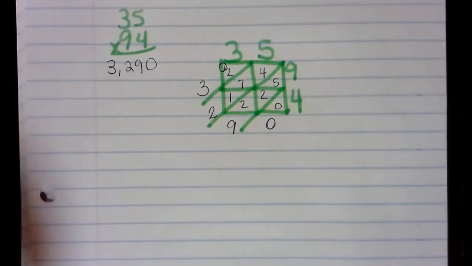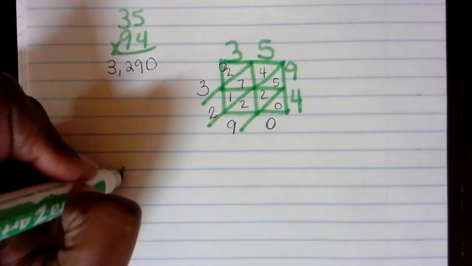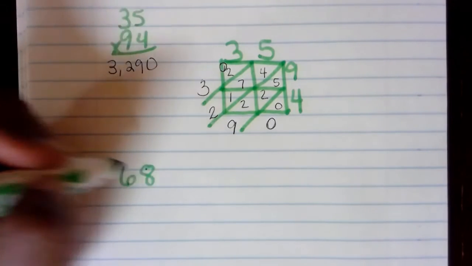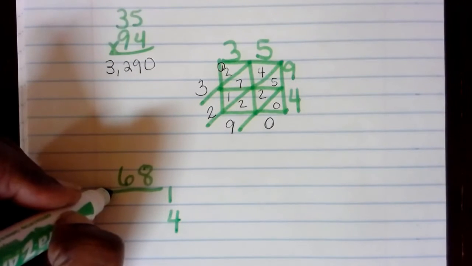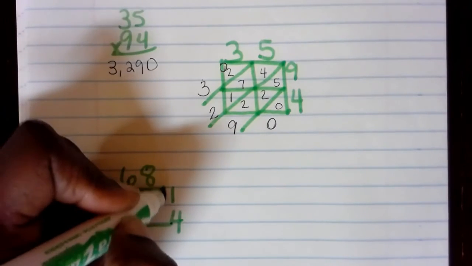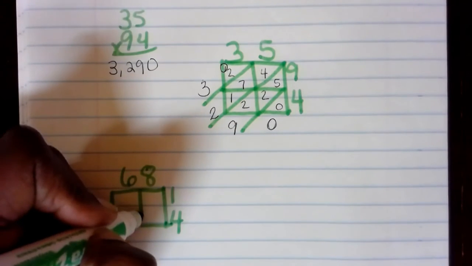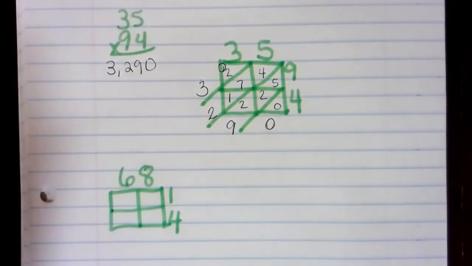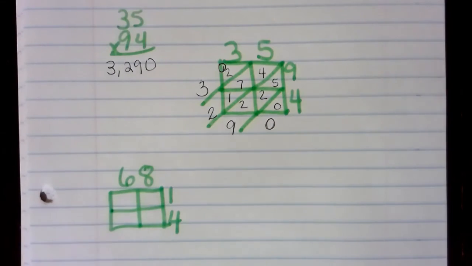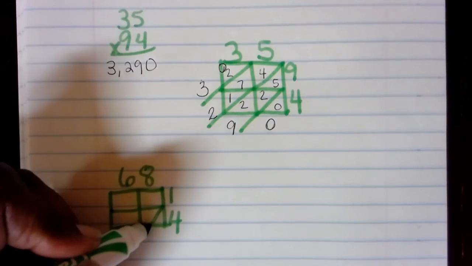The next problem is 68 times 14. I will draw a square or a rectangle. I will have a column between the 6 and the 8, and I will have 2 rows because I have 2 numbers on this side now. I will make my diagonal lines from corner to corner.